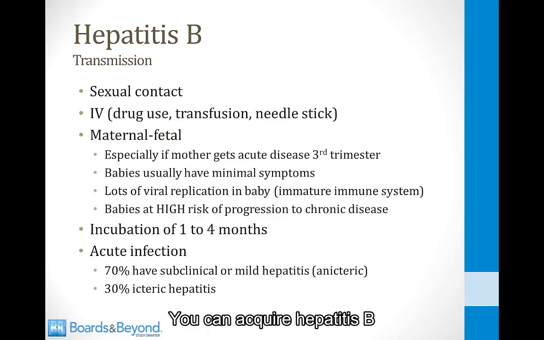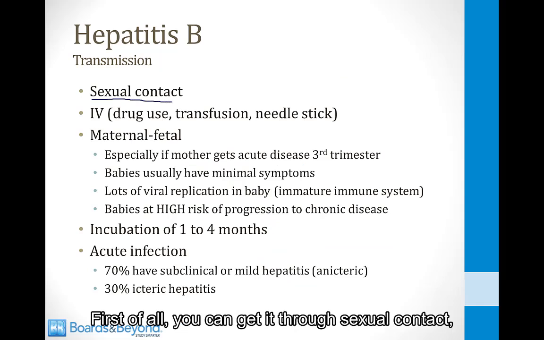You can acquire hepatitis B through a number of different ways. First of all, you can get it through sexual contact.